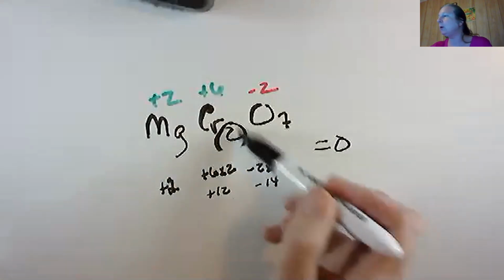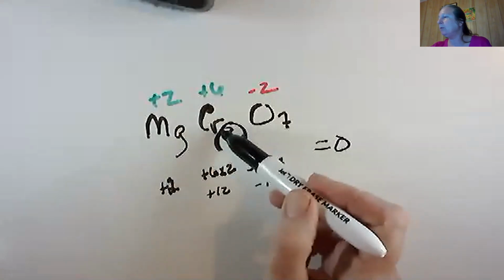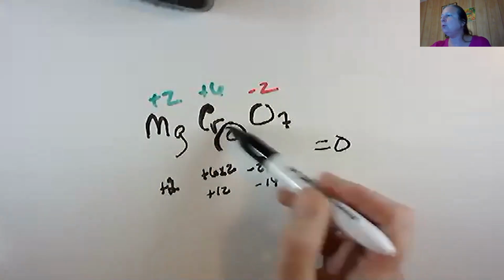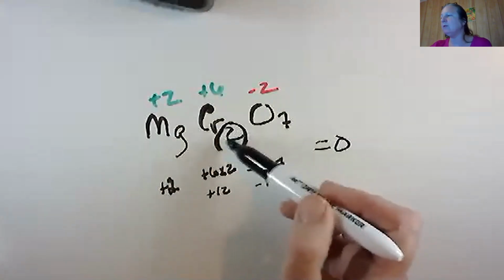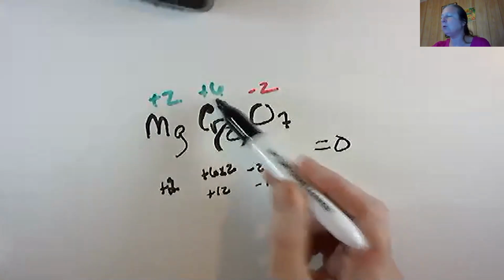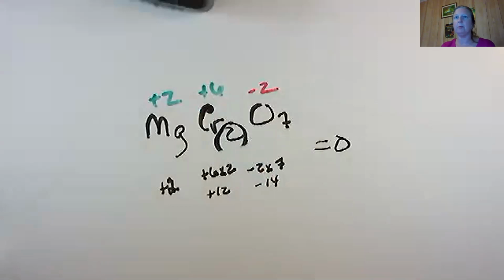So make sure when you get your sum for your calculated atom or ion, you divide it, if necessary, by that subscript to get the individual. Every chromium atom has a +6 oxidation number.